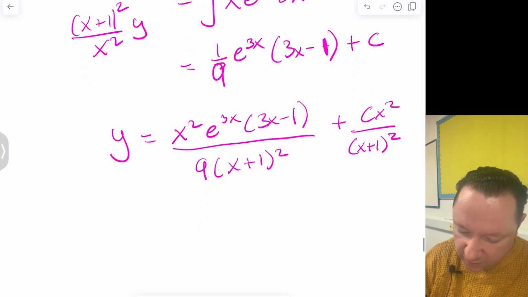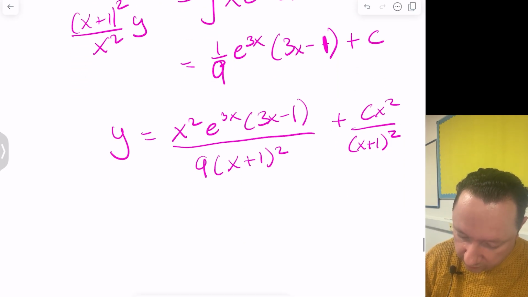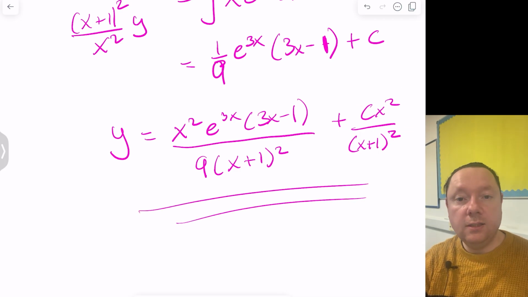Would we want to simplify that? I think I can. That's factorised, that's factorised, that's factorised, that's factorised, nothing common to that. That's factorised. I think I'd leave that there and say I'm done there.